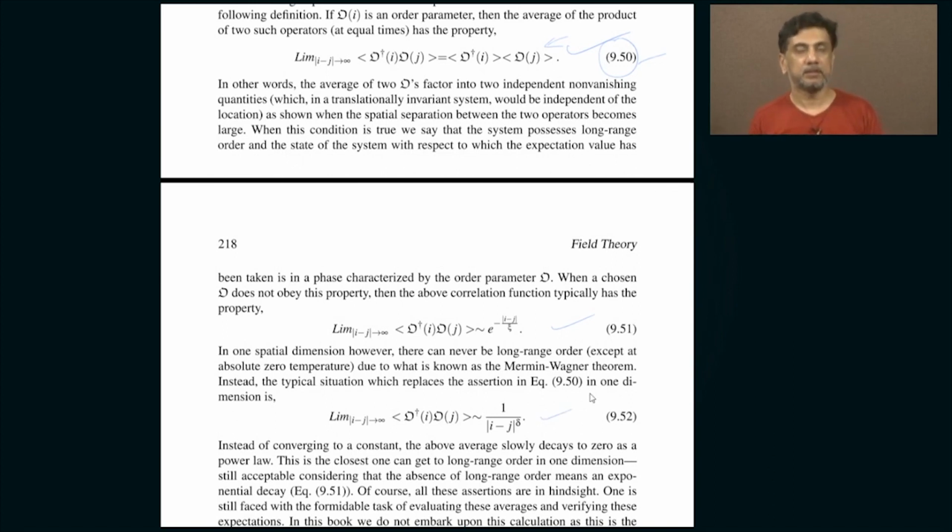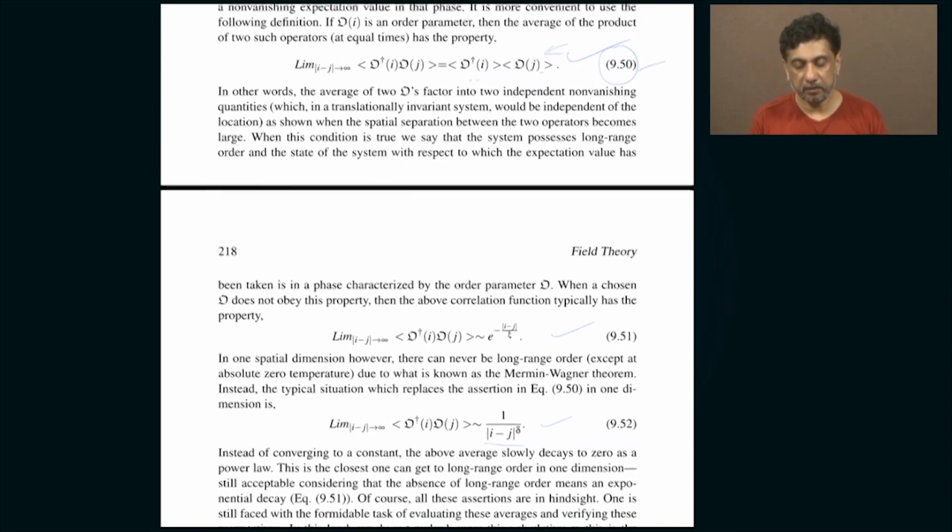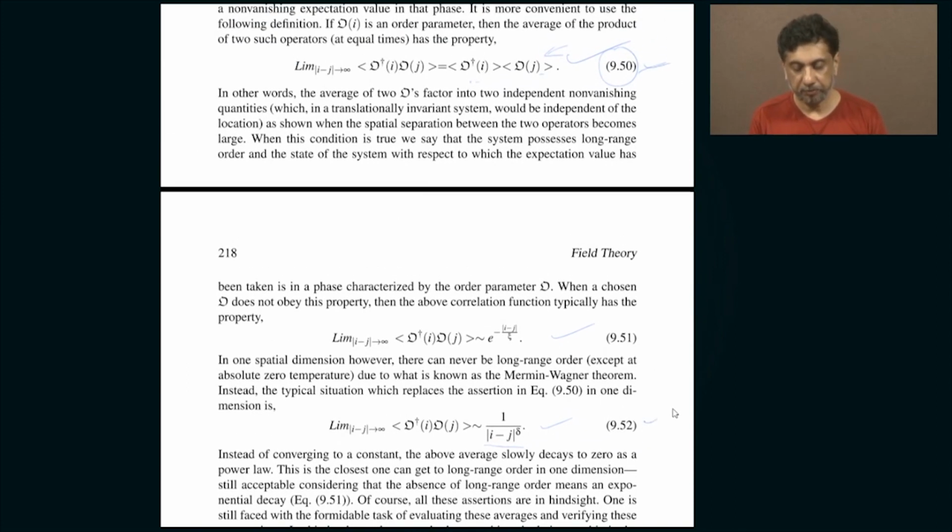That means that instead of being a constant, so you see these are constants because in a translationally invariant system OI average will be independent of I, instead of being a constant it will actually become some power law. So, this is the best you can manage. You might wonder how these two are more or less the same. Well, 9.50 and 9.52 are closer to each other compared to 9.50 and 9.51.